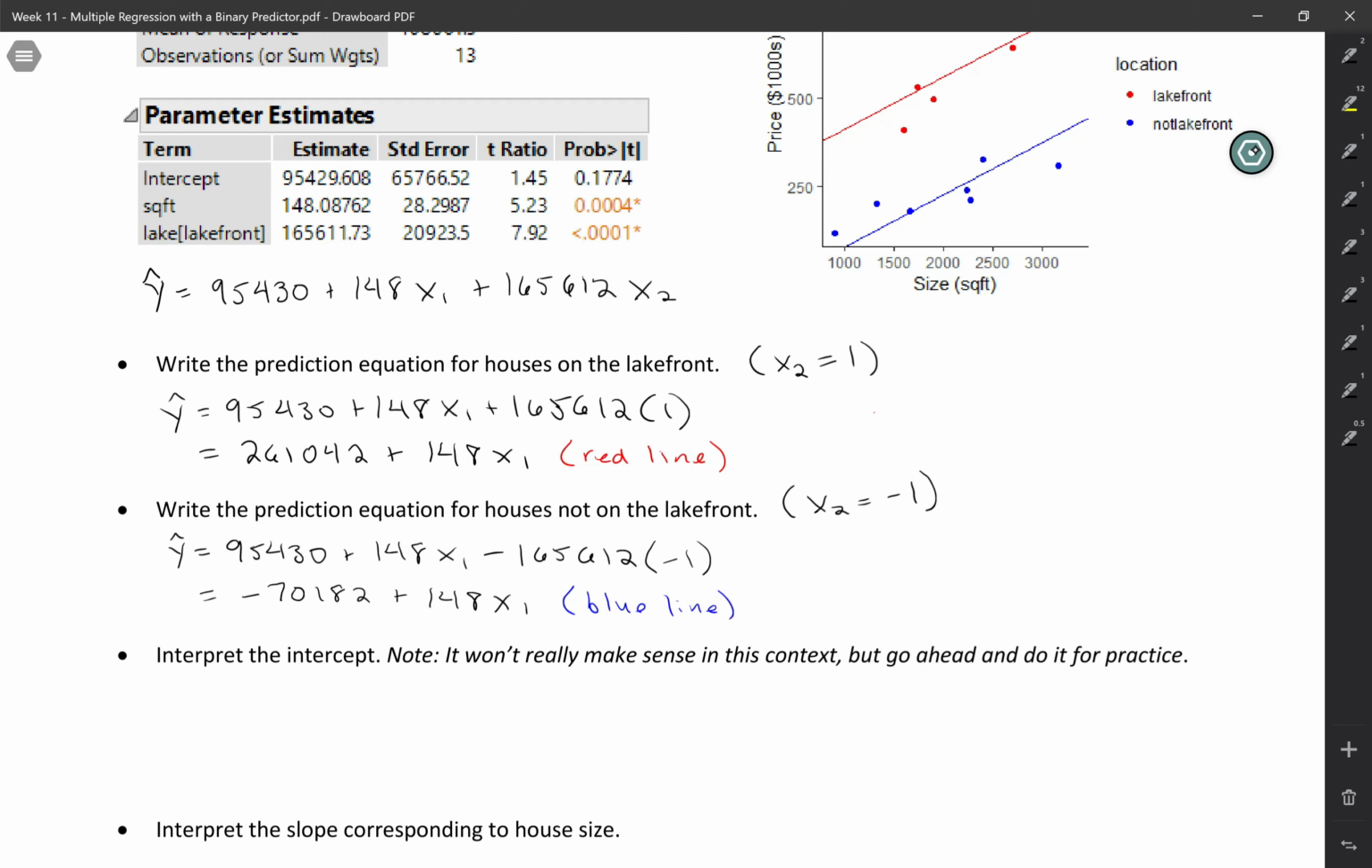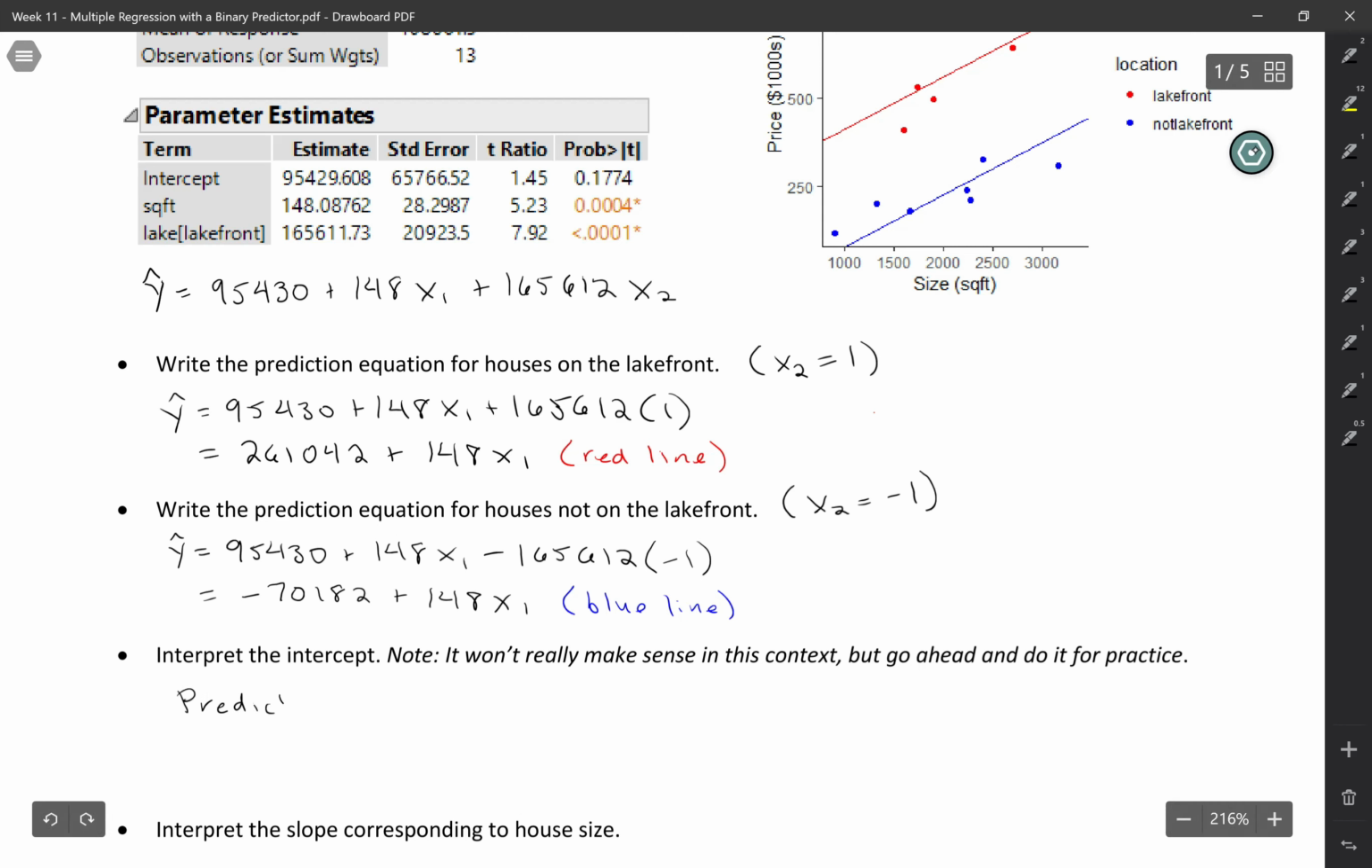So our intercept, we can see in the parameter estimates table, was 95,430. And if we think about how to interpret the intercept, it's usually the predicted value of y, the predicted response, when x equals 0. But now we have more than one explanatory variable. So here it's going to be the predicted response when all of our x's are equal to 0. So what would that mean in this context? It would be the predicted response.